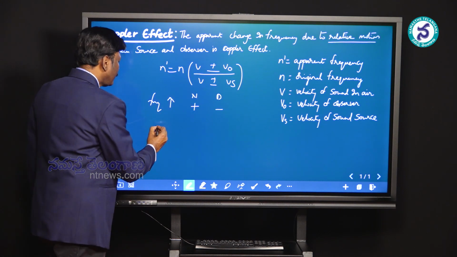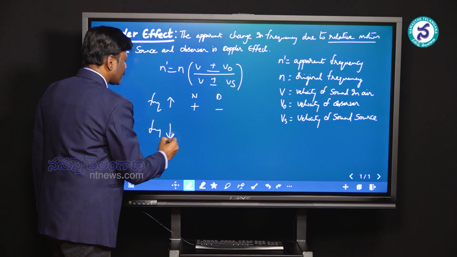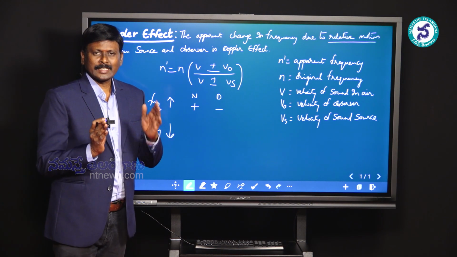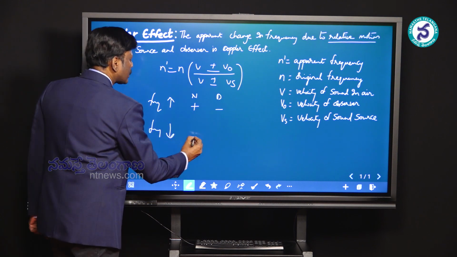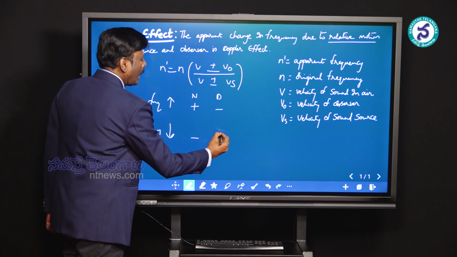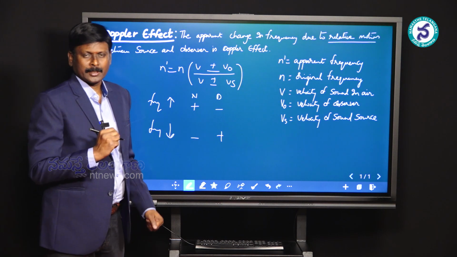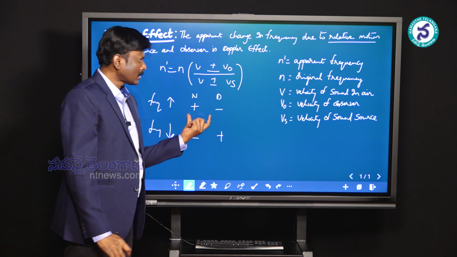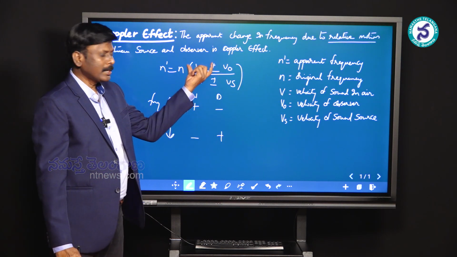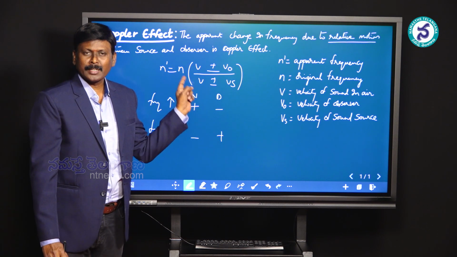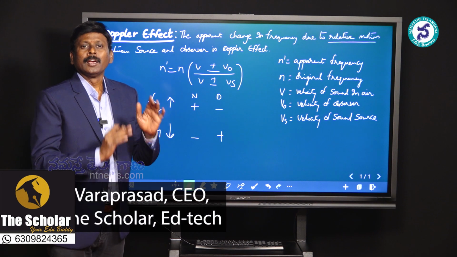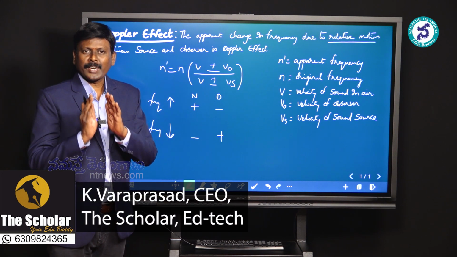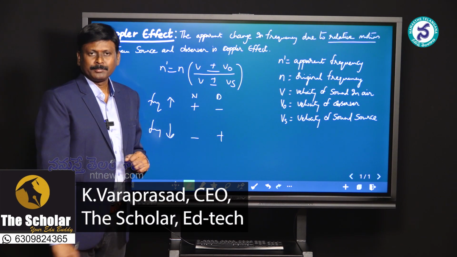Now, if the frequency is to decrease, that is, when the source and the observer move away from each other, then use minus in the numerator and plus in the denominator. Applying this short trick in this particular formula, n dash is equal to n into v plus or minus v naught by v plus or minus vs, all the 6 different conditions can be applied.